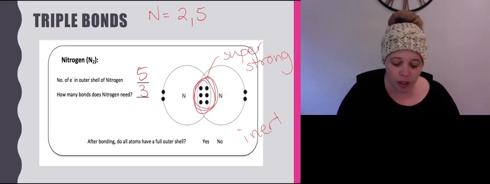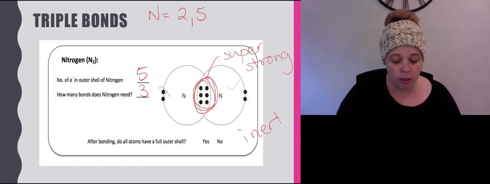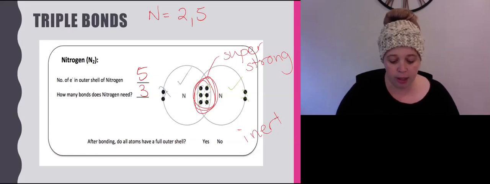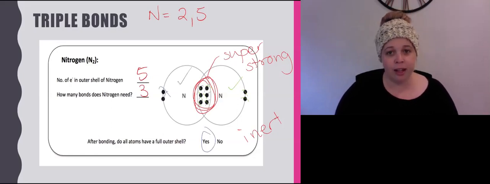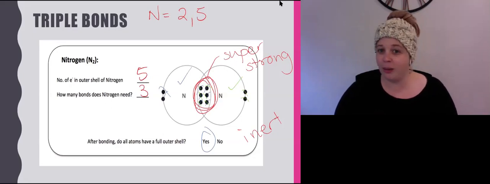So after bonding, do all atoms have a full outer shell? Let's just check. 1, 2, 3, 4, 5, 6, 7, 8. Yay, this one is happy. Check this one. 1, 2, 3, 4, 5, 6, 7, 8. Yay, that one is happy. So yes. And that's the end of double and triple bonds.